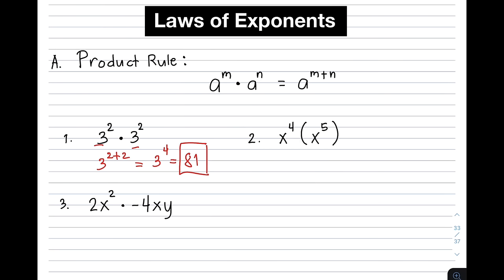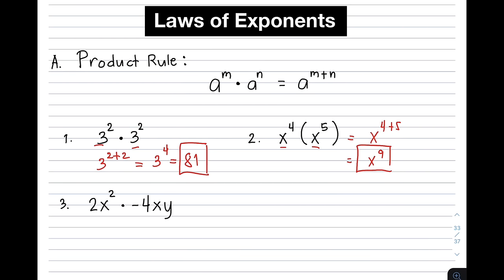Now let's move on with item number 2. For item number 2, so we have here the expressions x raised to 4 times x raised to 5. So same rin to, we need to multiply yung ating operation, but ang rule natin, if the bases are the same, all you need to do is to copy the base, your x, and then simply add your exponents 4 plus 5. And simplifying it, it will give you the answer of x raised to 9. Ganun lang kadali i-apply ang product rule.